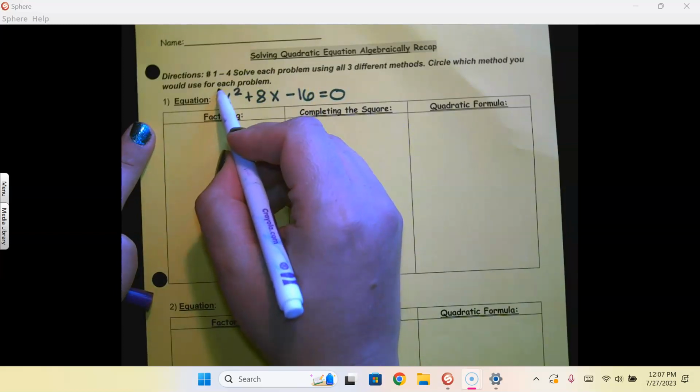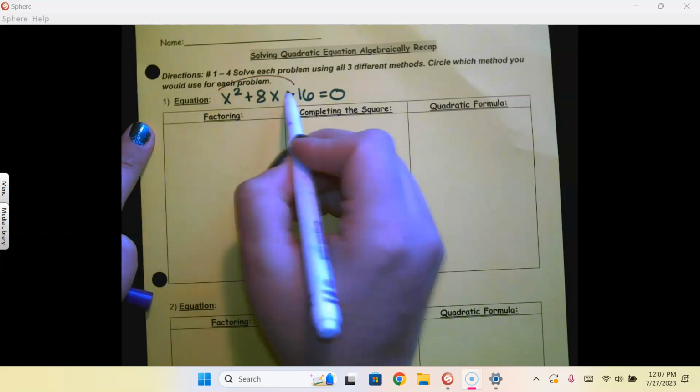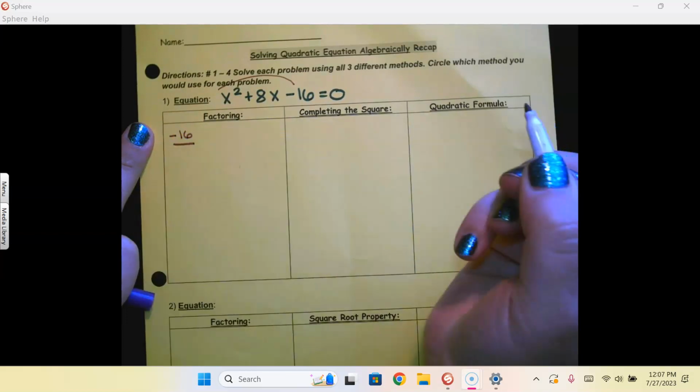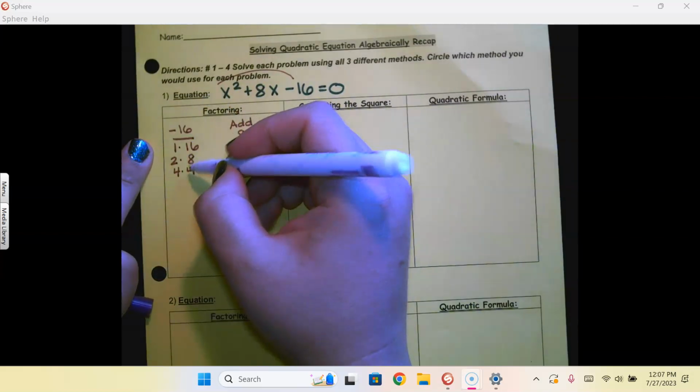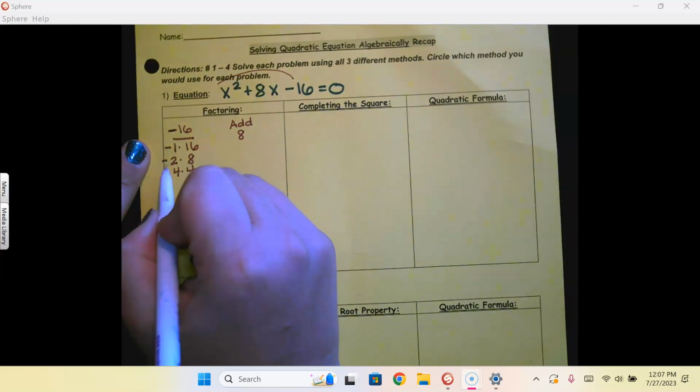When there's 3 terms, we take A, which is 1, and C, and multiply them together. So that's negative 16. So we have to find what multiplies to negative 16, and it has to add to a positive 8. Since it has to add to a positive number, we know that the bigger number has to be positive, and we know one of them has to be negative because it has to multiply to a negative. So that's how I know the smaller number is the negative.